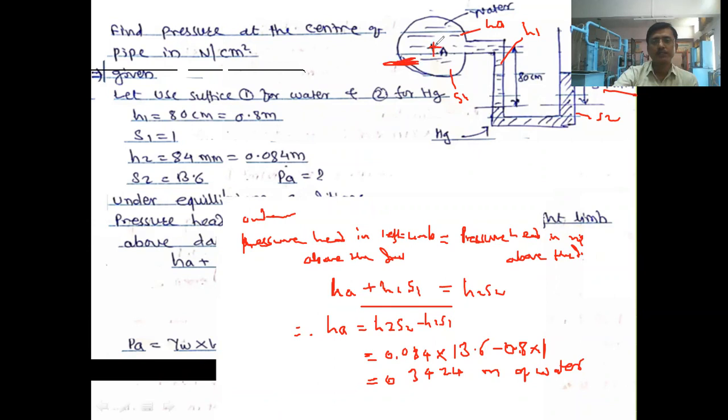Okay. At this point we got the pressure head. But we want to find out the pressure intensity. Now what we have to do? Use the formula Gamma W into HA, sir. Correct. Gamma W into HA. What is the value of gamma W? 9810. 9810 into 0.3424 is equal to. So do it and tell me the value.